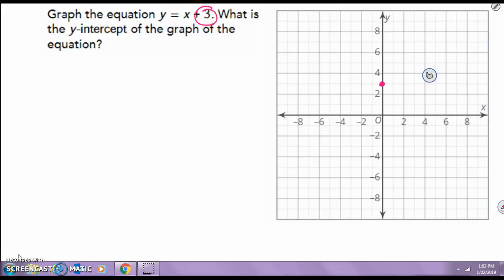We know this is a positive y-intercept, so we should have a positive slope. So we're going to draw our line increasing from left to right as such. So that shows a graph of the equation y equals x plus 3, showing that our y-intercept is 3.